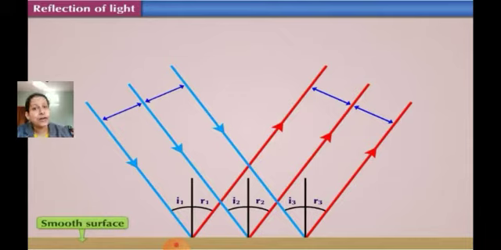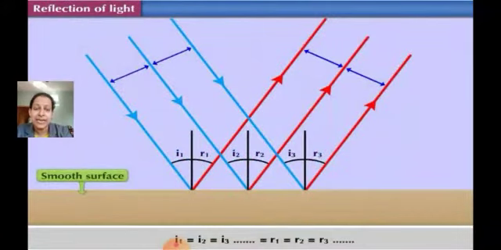Therefore, when a parallel beam of light rays is incident on the surface, since the angle of incidence is equal to the angle of reflection, all the reflected rays will be parallel. From this we can say that I1 is equal to I2 is equal to I3 and so on, which is also equal to R1 is equal to R2 is equal to R3. Therefore, the laws of reflection are followed in the case of a smooth surface.